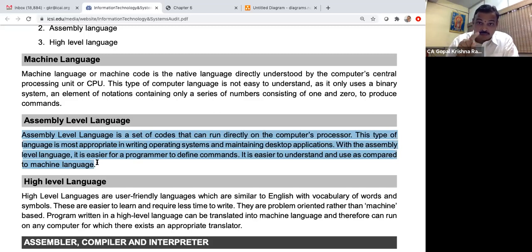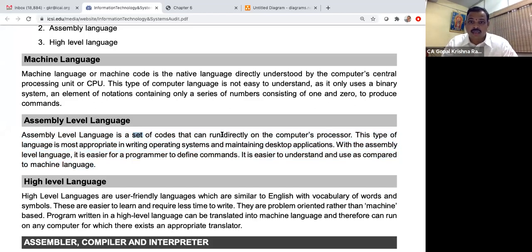So grammar is for a human language. Syntax is for machine languages. For machine language also you will have syntax. Assembly language also has syntax. High level language also has syntax. Now what is syntax? Syntax is the grammar of usage of the various levels of languages in coding. Assembly level language is a set of codes that can run directly on a computer's processor. Even machine language is directly understood by the computer's central processing unit. Please understand this. Because CPU will only understand 0, 1 and you are giving 0, 1, so directly the CPU will appreciate your instructions.